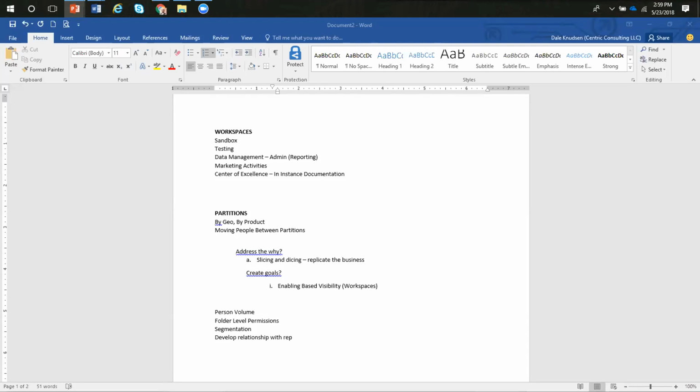Well, the only other note I had here is person volume, and then person volume, full level permission, segmentation, develop relationship with rep.